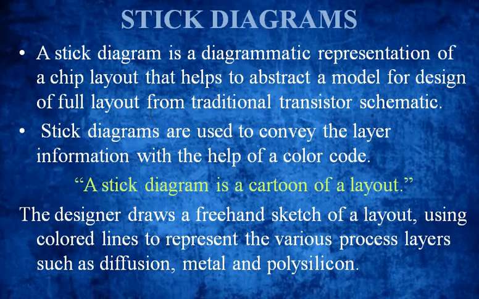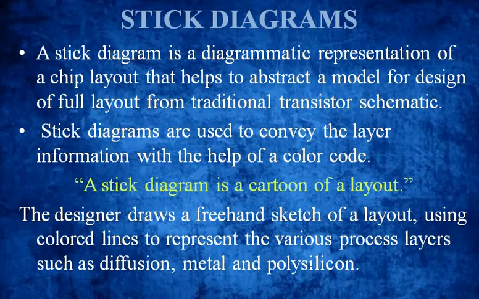So the designer draws a freehand sketch of the layout using colored lines to represent the various process layers such as diffusion, metal and polysilicon. I hope you all remember that in NMOS fabrication we have a silicon dioxide layer, then a polysilicon layer, then diffusions. If you are going to prepare an NMOS transistor, we require N diffusion; if you are going for a PMOS transistor, we require P diffusion. We have to add impurities, and for the interconnections we use metals.